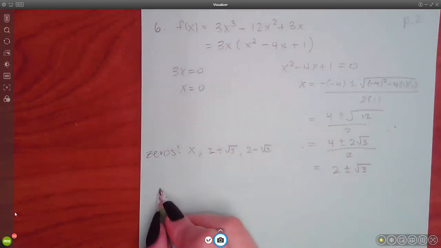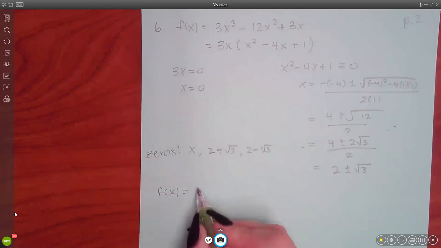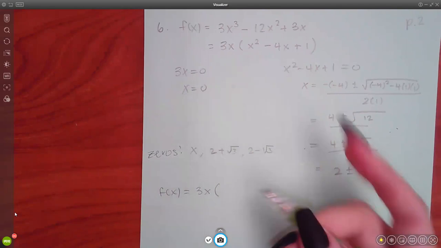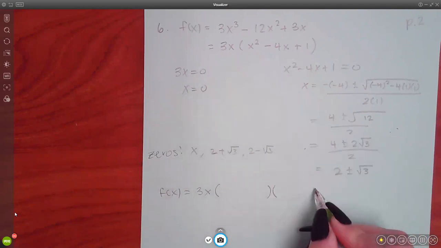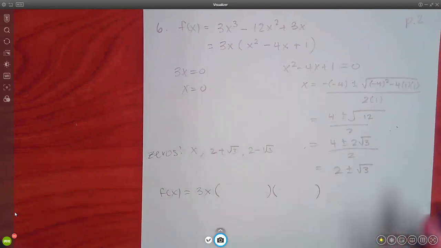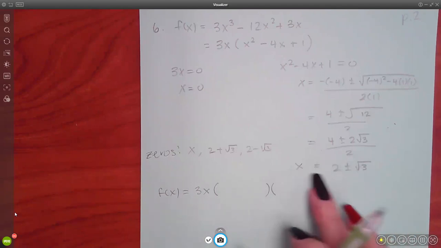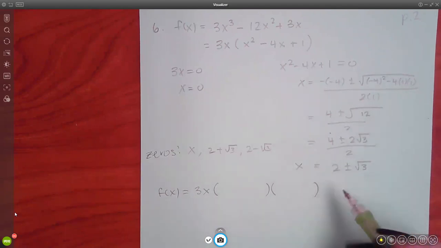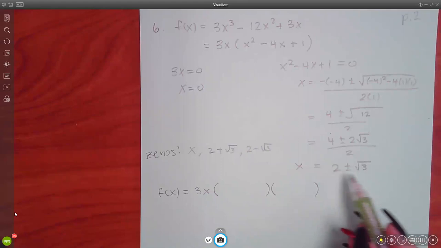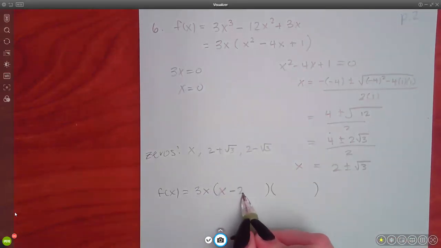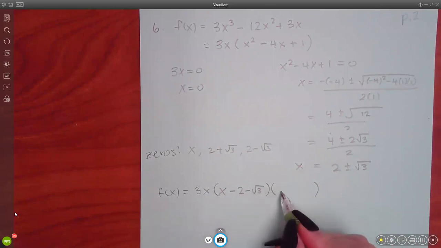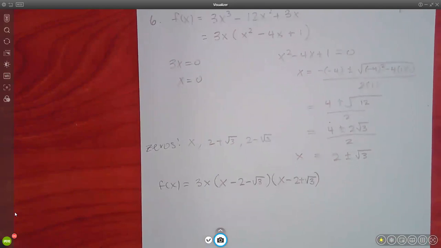Now, what is my function going to look like then? It's going to have this 3x in the front, but this will factor now that I know what I get from that quadratic formula, right? If x equals this, how do I get this to be a 0? I would have to minus this over and then minus or add that over as well, right? So I would get x minus 2 minus square root of 3, and then I would get x minus 2 plus square root of 3, okay?